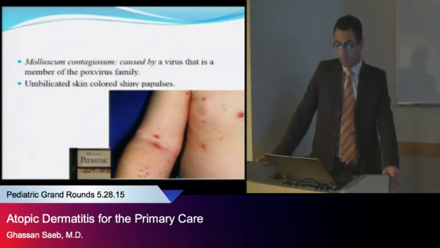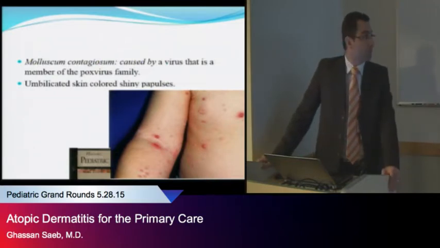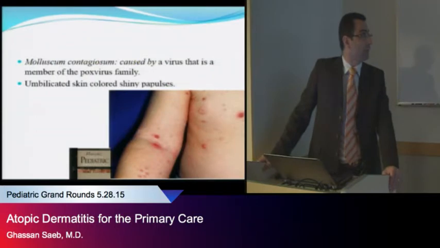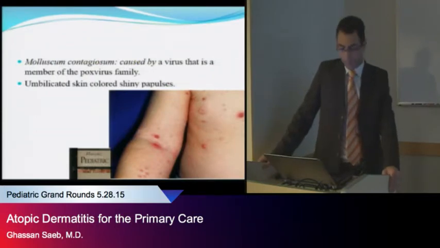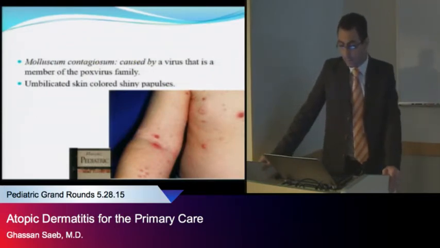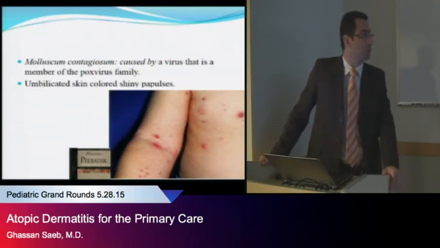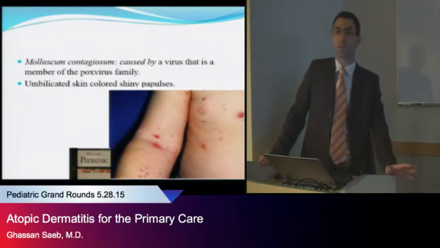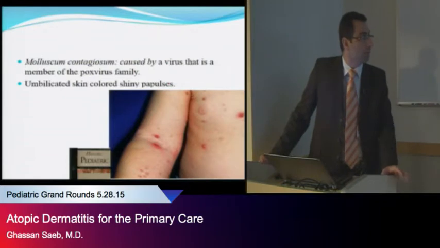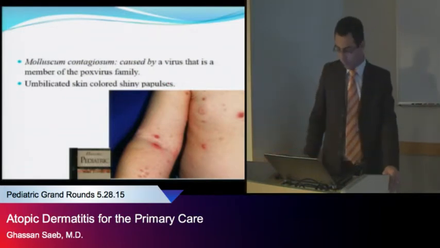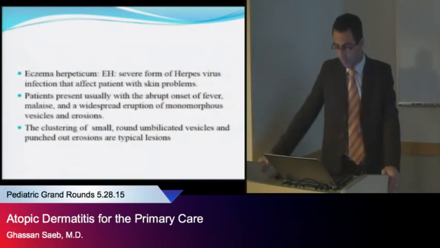Molluscum contagiosum is caused by a virus that is a member of the poxvirus family. Usually they are umbilicated, skin-colored, shiny papules, and we always say it's supportive treatment. But we need to treat the underlying skin problem rather than the virus itself.